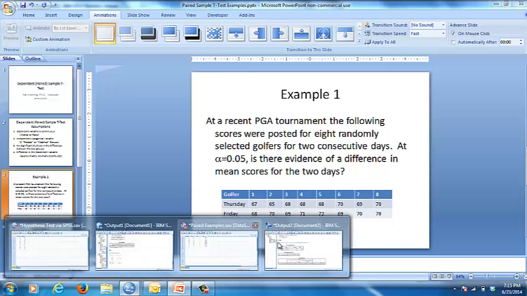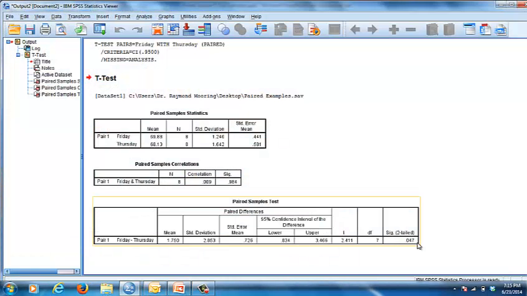Because I do not have 0.05. It's not 0.05 or more. So since this is less than 0.05, we conclude that there is in fact a statistically significant difference in those things, which means that Friday's score is in fact larger than Thursday's score. Now, if you remember the setup, the assumption is that the mean difference is 0, and the alternate is that the mean difference is not 0.